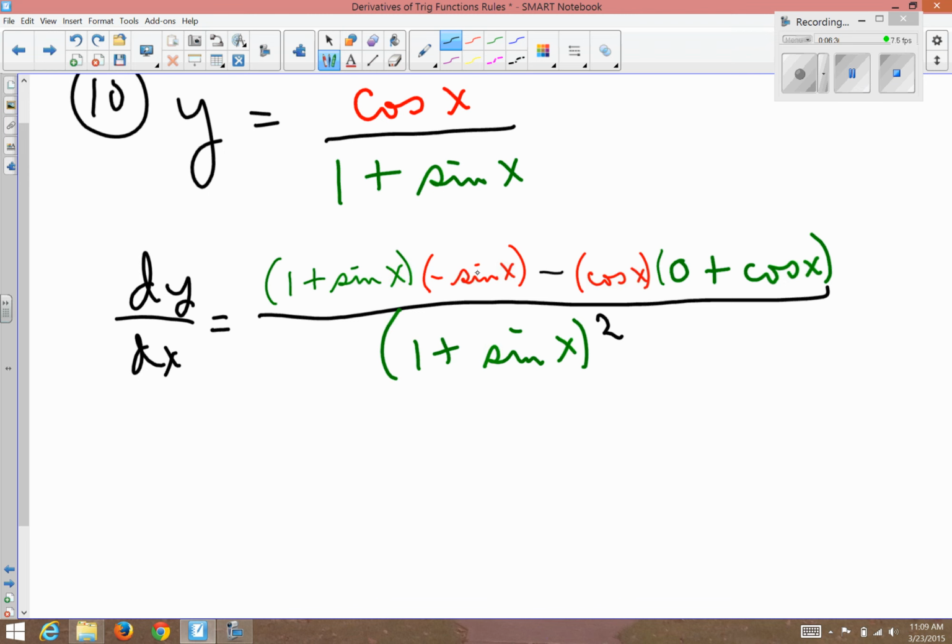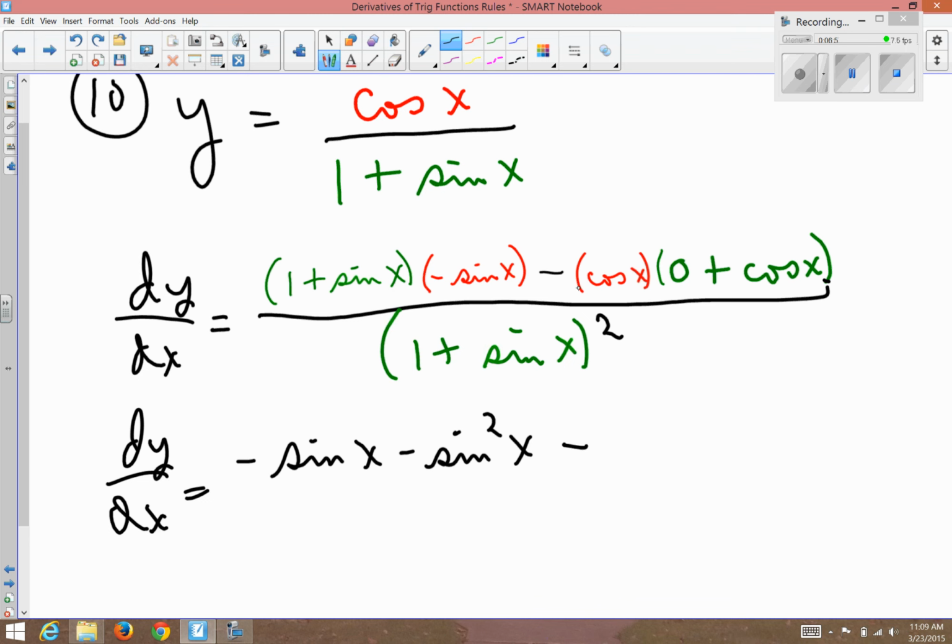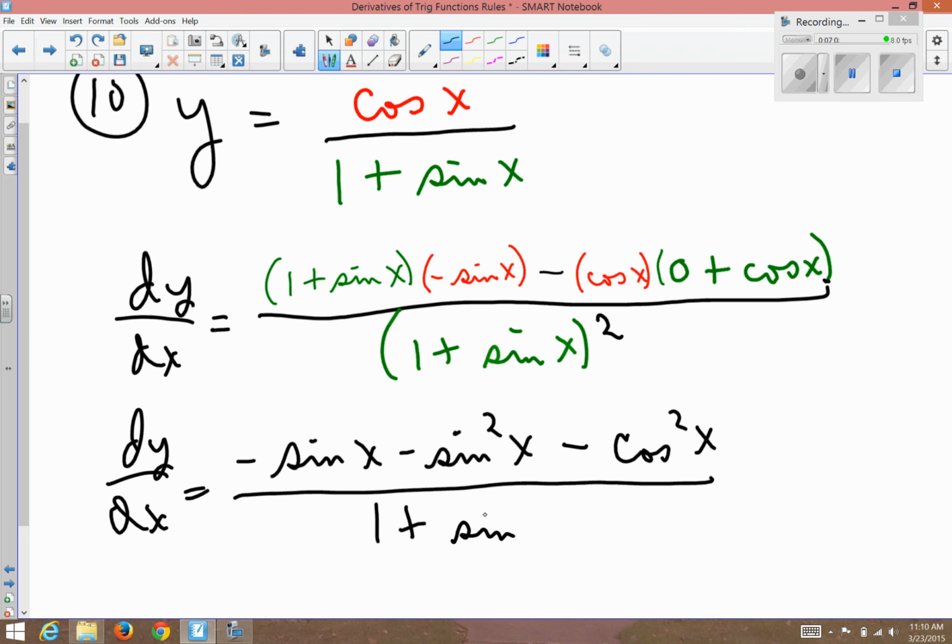Denominator, derivative of numerator, minus numerator times the derivative of the denominator, all over the denominator squared. So we distribute negative sine x times 1 is negative sine x. Negative sine x times sine x is negative sine squared x. And over here, this is negative cosine x times cosine x. That's cosine squared x. All over 1 plus sine x, quantity squared.